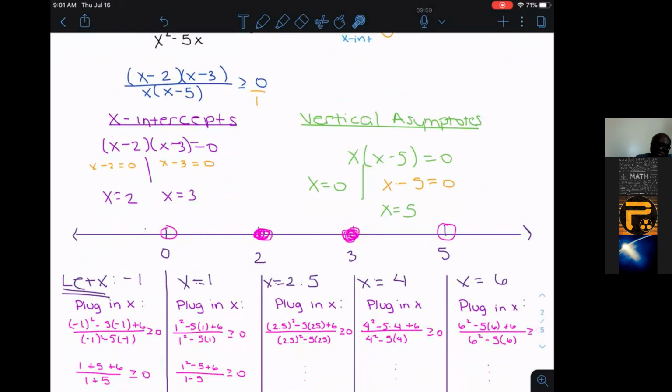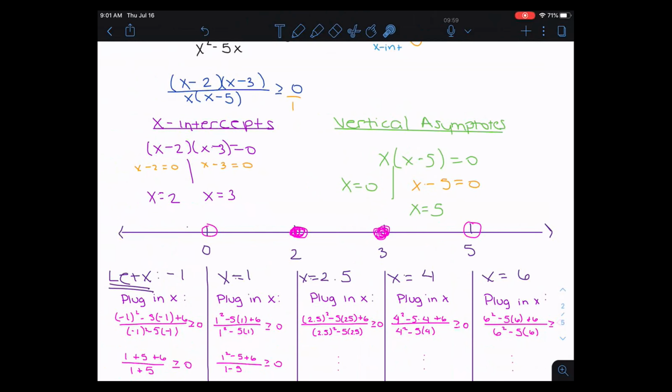Now we have all of our important points. These are important because we have to test out which intervals work. So let's plot them all on the number line, from smallest to biggest: 0, 2, 3, and 5. Now let's actually test every point in between.